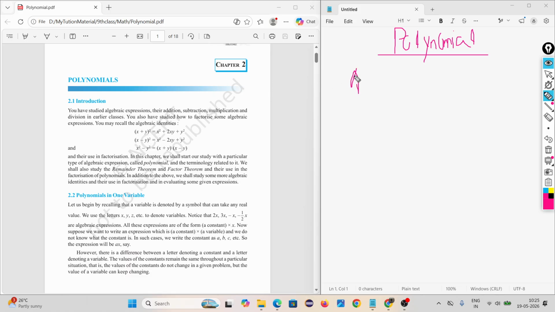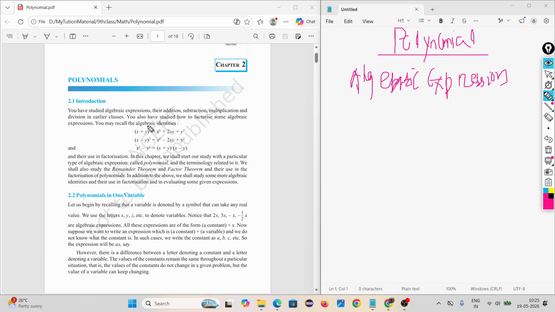Here one term is coming, that is algebraic expression. Okay. Then we also know how to add algebraic expressions, how to subtract, how to multiply, how to divide algebraic expressions. That means in a previous class we have already completed this. You also have studied how to factorize some algebraic expressions.